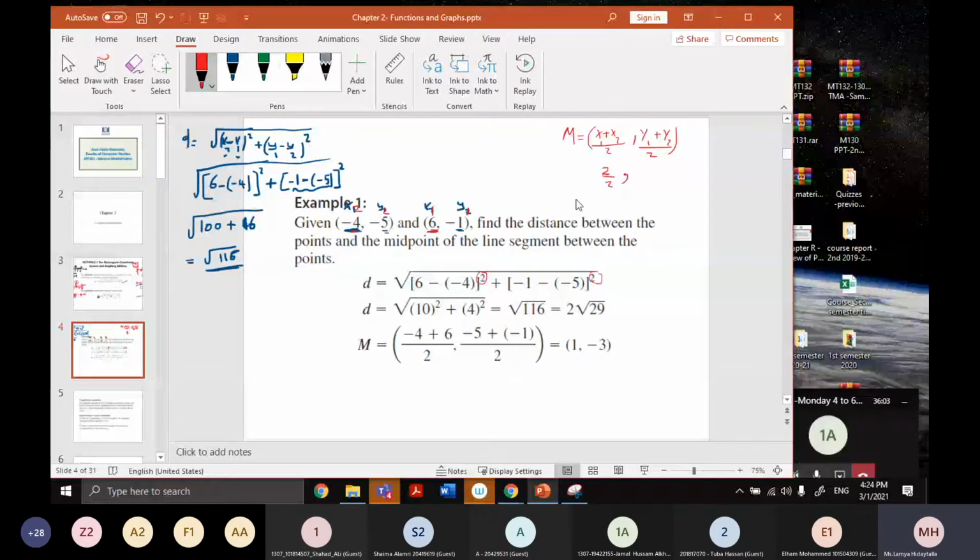And what about the y value? Here -5 plus -1, which is -6, over 2. So I got the x value and y value, and if we simplify, it is 1 and -3, correct? So this is the point in the middle between what? Between these 2 points. Is it clear?